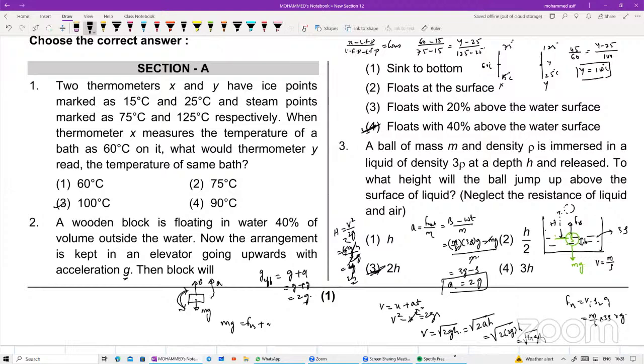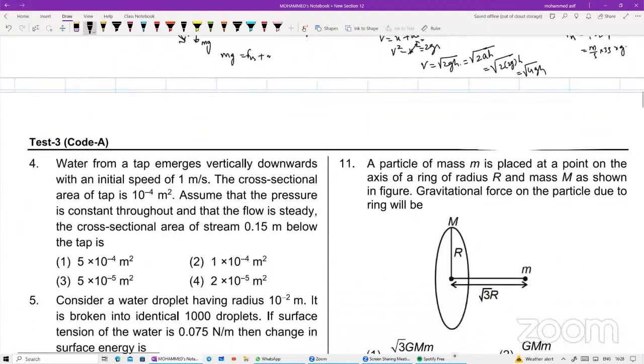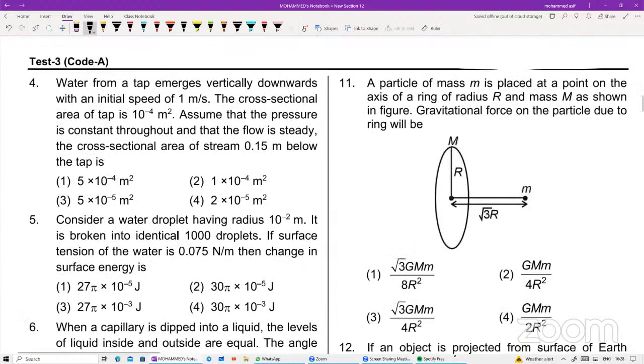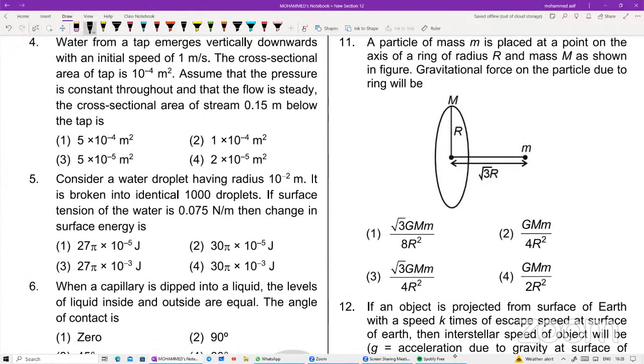Good question. Do a little practice and everything will work out. Next one. Water from a tap emerges vertically downwards with an initial speed of 1 meter per second. The cross-sectional area of the tap is 10 to the power of minus 4 meters square. And assuming that the pressure is constant throughout and that the flow is steady, the cross-sectional area of the stream 0.15 meter below the tap will be equal to how much? This is also a direct question. Apply the equation of continuity condition.